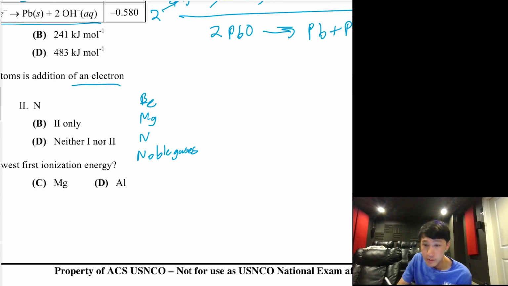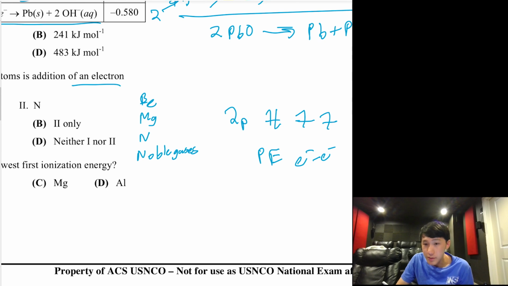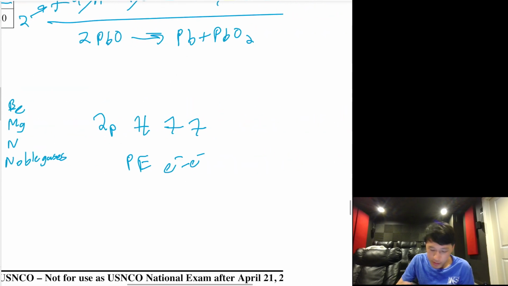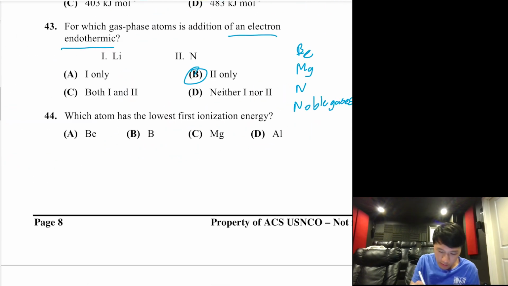To understand why these elements are exceptions, we need to look at their electron configurations. For nitrogen in particular, we have the 2p orbital that is half filled, like so. And half-filled subshells are relatively stable because none of the electrons are in the same orbital and they don't experience those electron-electron repulsions from each other. Now, if we add another electron, like so, there will be an associated pairing energy because of the electron-electron repulsions. And this actually makes it energetically unfavorable for you to add an electron to nitrogen, and that's why it's endothermic. So in this case, it's going to be B only. And if you're more interested in pairing energy, the explanation is more complicated than just electron-electron repulsions, but I think that suffices for now.